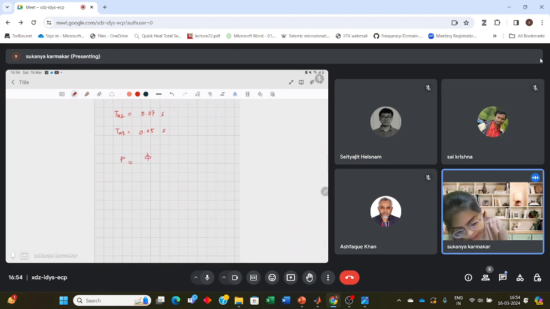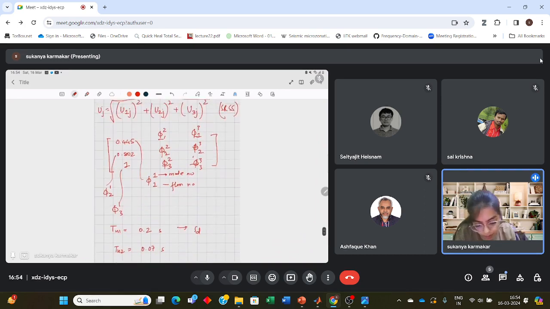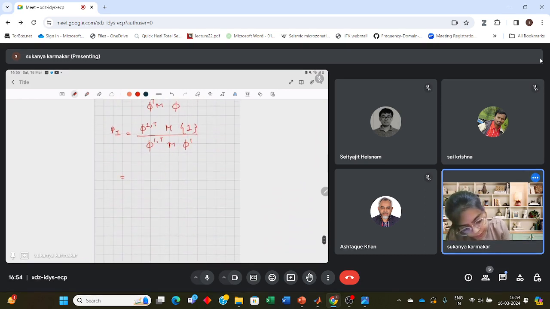We know the participation factor is phi transpose m multiplied by the unit matrix, over phi transpose m phi. So the participation factor for the first mode will be phi 1 transpose, mass matrix, phi 1 over phi 1 transpose m phi 1. This is phi 1, right? So phi 1 is basically 0.445, 0.802 and 1. And phi 1 transpose is 0.445, 0.802, 1.